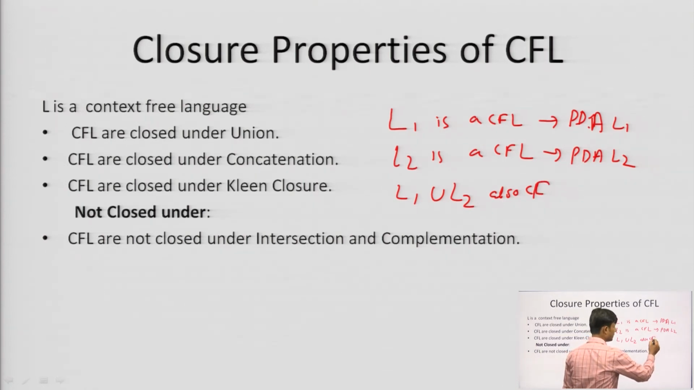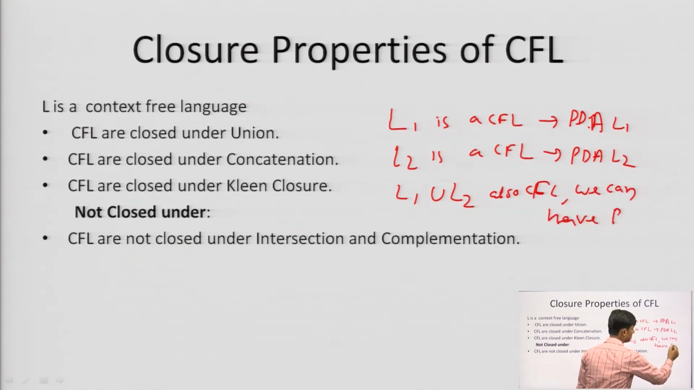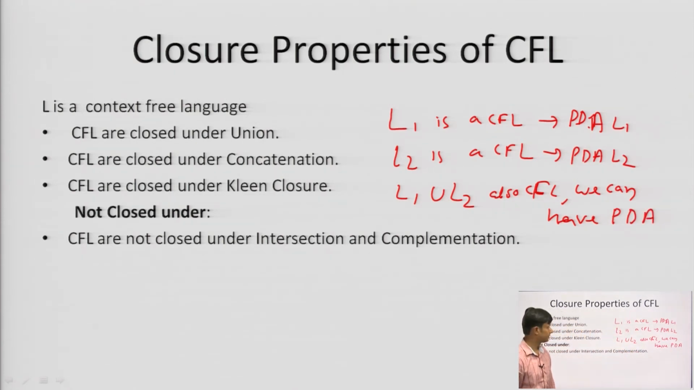So, we can also have a PDA. This is the closure properties of context free languages: we have one PDA for L1 and another for L2. If we take the union of these two, this is also a PDA. So, CFLs are closed under concatenation also.